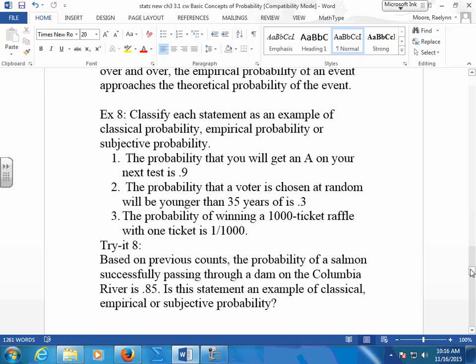We have classical, which is your theoretical, empirical, your experimental, and subjective. So what type of probability is it that the probability you will get an A on your next test is 0.9 or 90%? You have 3 choices. Subjective, so why would we say subjective? Are you going off of any data? Well, give me your reason for saying subjective. Different data.